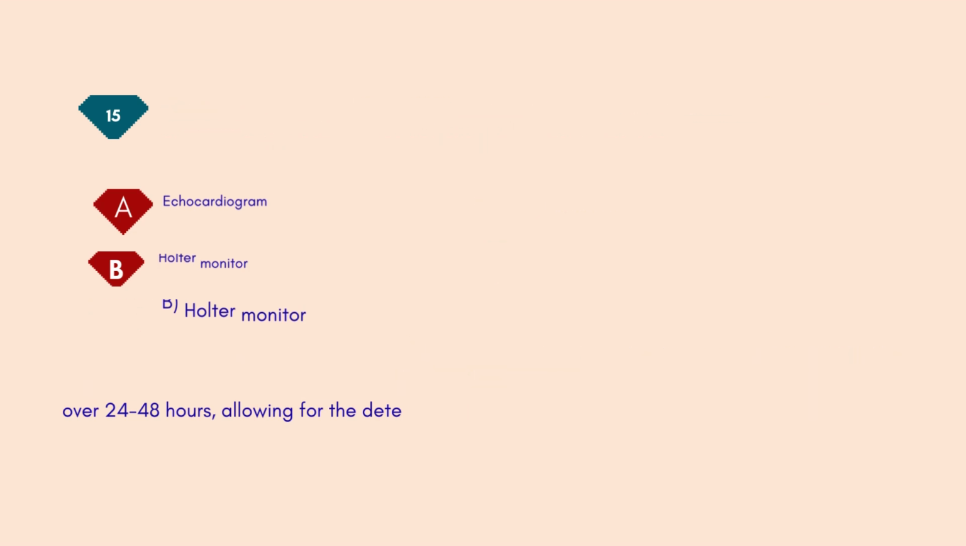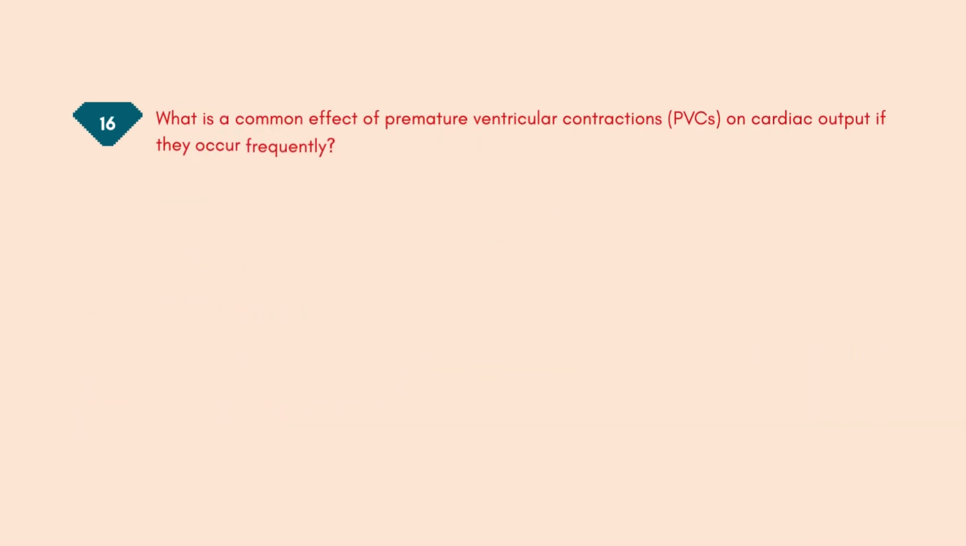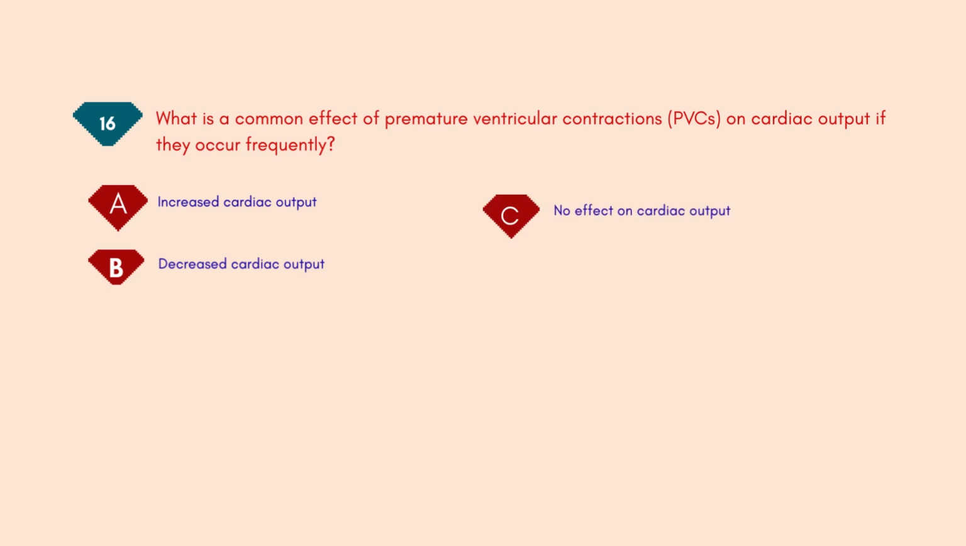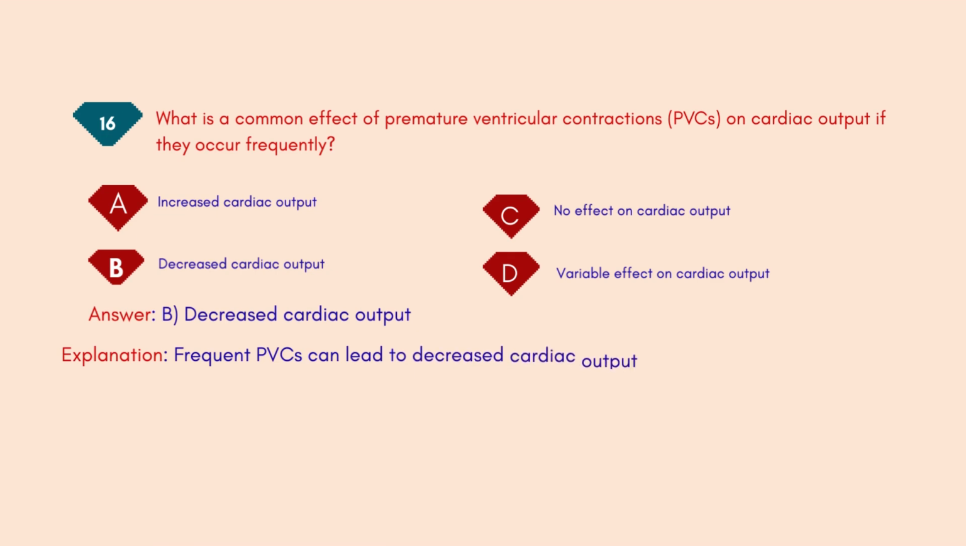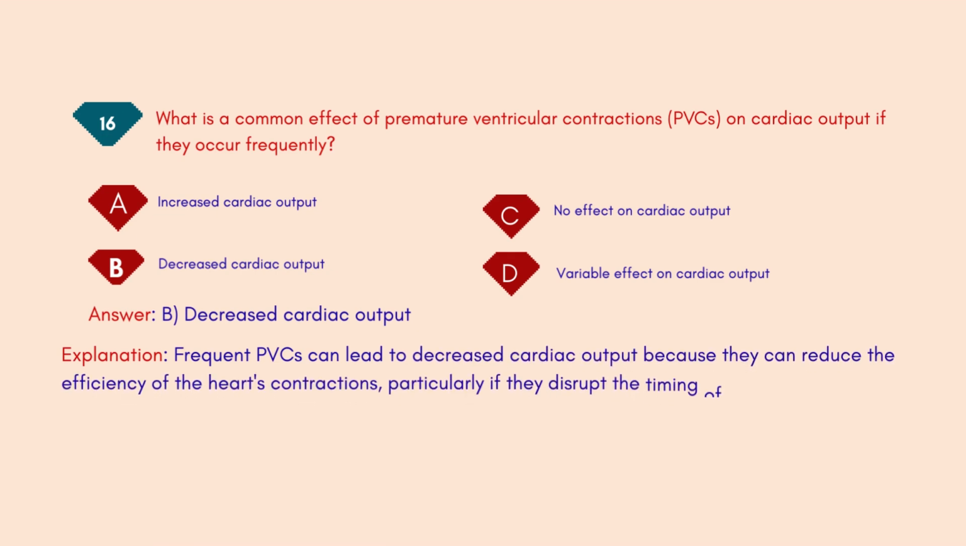of the arrhythmias. What is a common effect of premature ventricular contractions, PVCs, on cardiac output if they occur frequently? A. Increased cardiac output. B. Decreased cardiac output. C. No effect on cardiac output. D. Variable effect on cardiac output. Answer: B. Decreased cardiac output. Explanation: frequent PVCs can lead to decreased cardiac output because they can reduce the efficiency of the heart's contractions, particularly if they disrupt the timing of the ventricles filling and ejection.